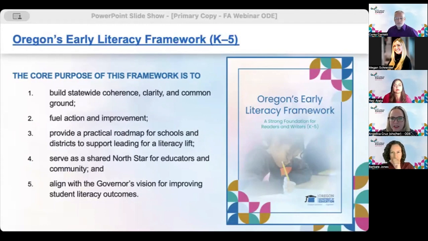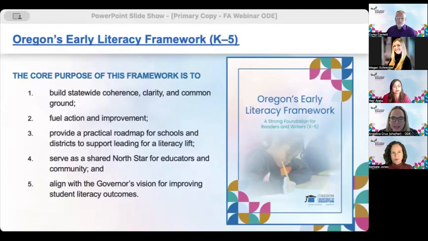Finally, it aligns with the governor's vision for improving literacy outcomes across our state with an intentional emphasis on how the framework elevates the literacy and language assets that diverse learners bring. This framework is really intended to be actionable for district and building leaders, useful for teachers. And we really hope that this grounding sets a foundation for our learning today.